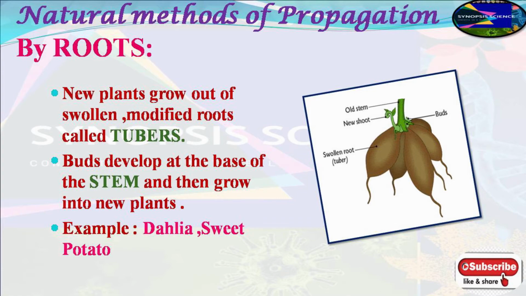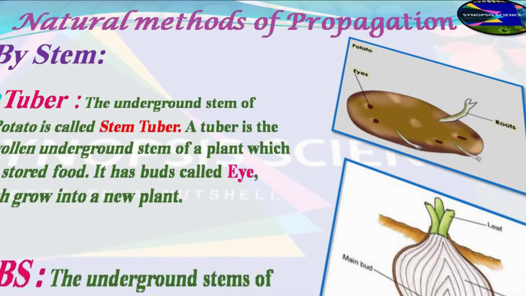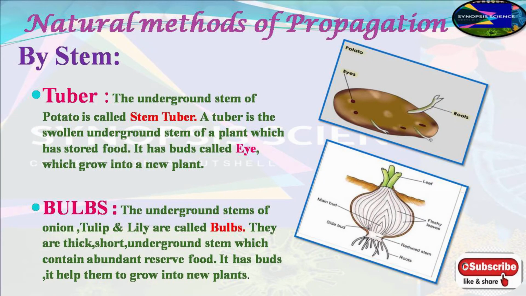The next one is using stem. The underground stem of potato is called stem tuber. The eyes on its surface germinate to give rise to a new plant. The underground stems of onion, tulip, etc. are called bulbs. They carry buds which help them to grow new plants.